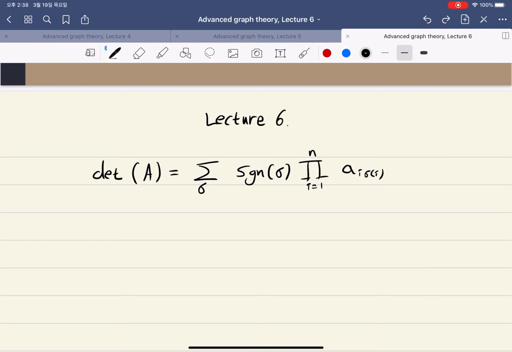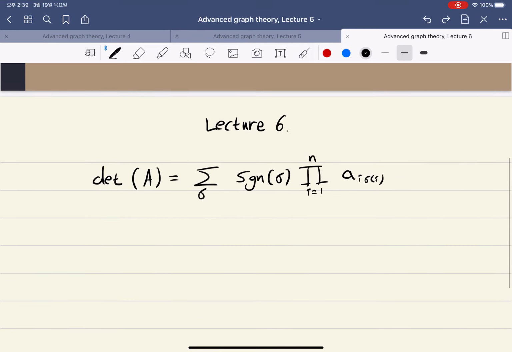So this is lecture 6. Last time we learned about the permanent, which is a useful tool to count the number of perfect matchings in bipartite graphs. But the shortcoming of the permanent is it's difficult to compute.